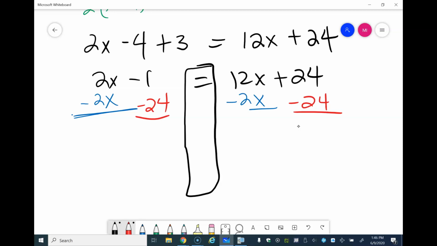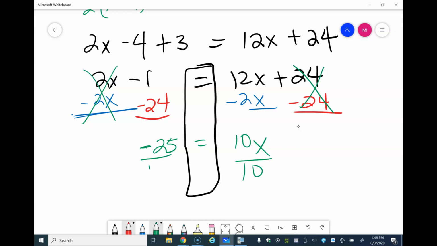So in this problem here, the 2x's cancel out and the 24's cancel out. So over here, I'm left with minus 25 is equal to 10x. So divide both sides by 10. I reduce, so x should equal negative 5 over 2.